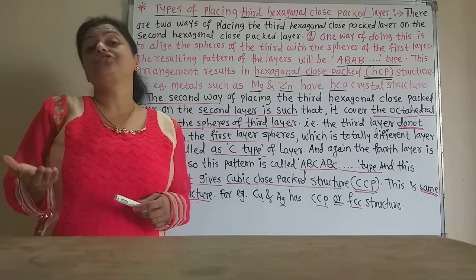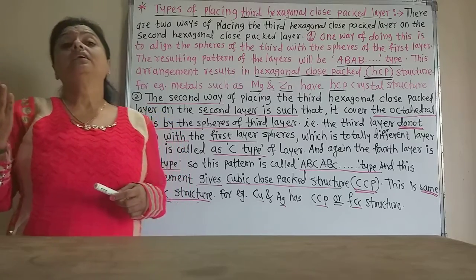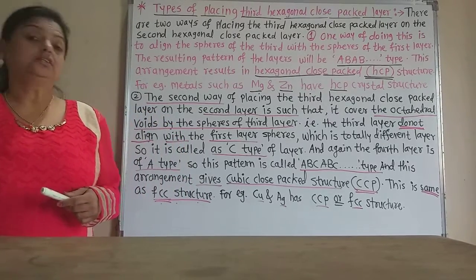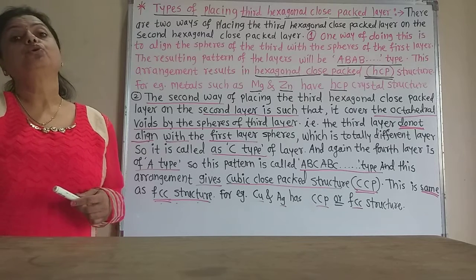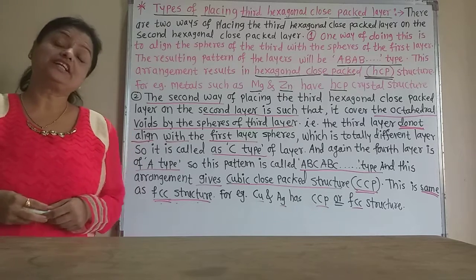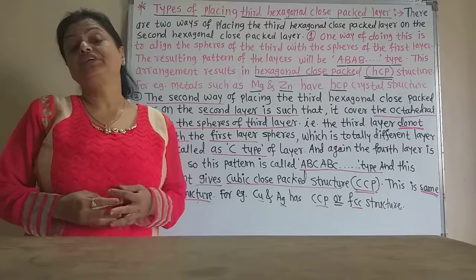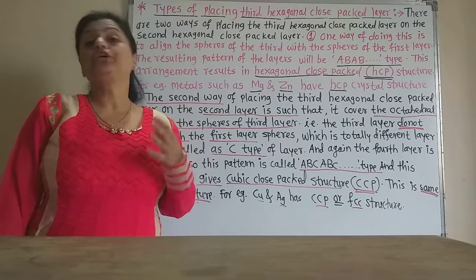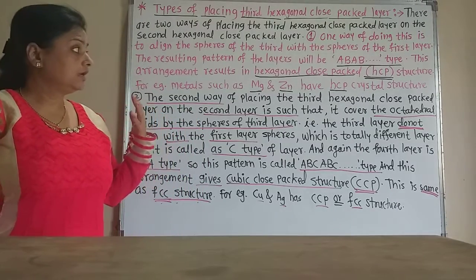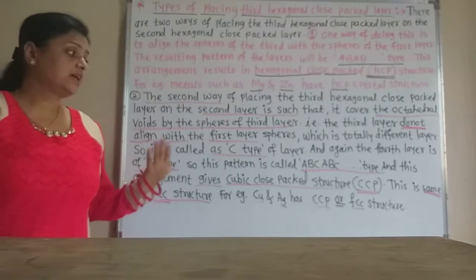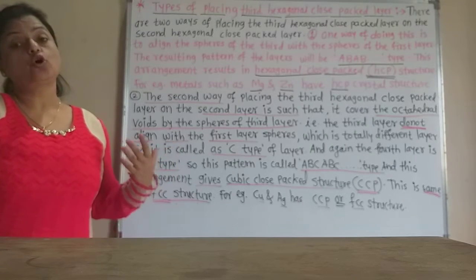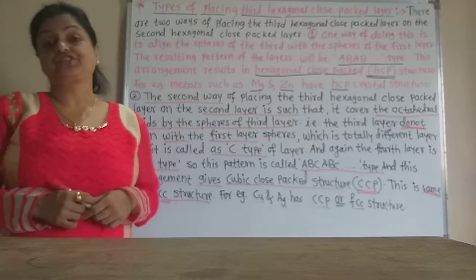Now this is about the formation of the three-dimensional structure. We learned the one-dimensional structure, the two-dimensional structure, and these are the three-dimensional structures which will be formed: the simple cubic structure, the hexagonal close packed structure, and the face centered cubic or cubic close packed structure.